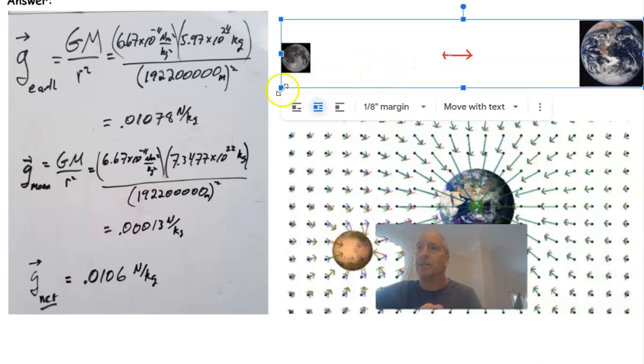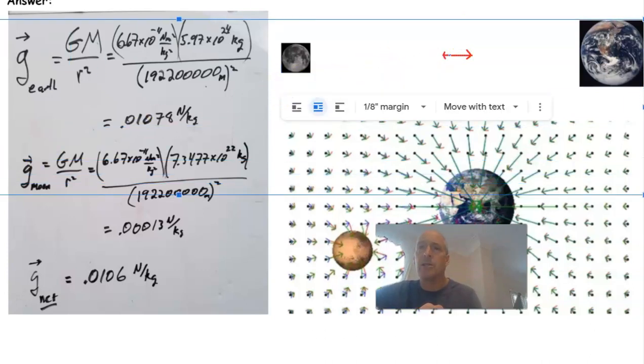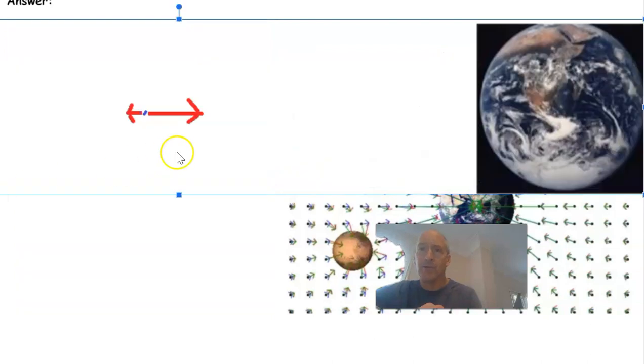Let me zoom in on this image here so you can see it a little better. If we zoom in right here, you can see here's the point in space we're talking about. Nothing actually has to be there to talk about the gravity field at that location. We just have to talk about the location. Put a little blue dot there.